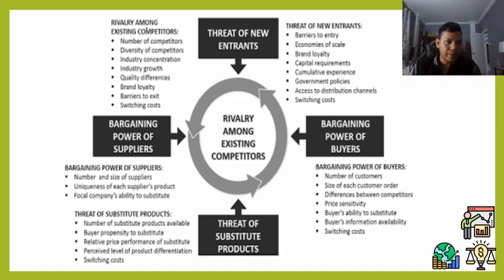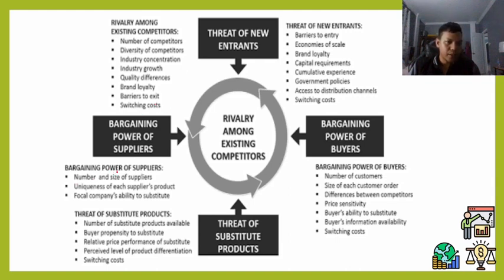one by one. First, rivalry among existing competitors. An example for this is the number of competitors. The more competitors there are, the more it can affect your business because it's easy for the consumer to switch from your products to the products of your competitors. Diversity of competitors, industry concentration, industry growth, quality differences. You have this different quality of your products, brand loyalty, barriers to exit, and switching costs.